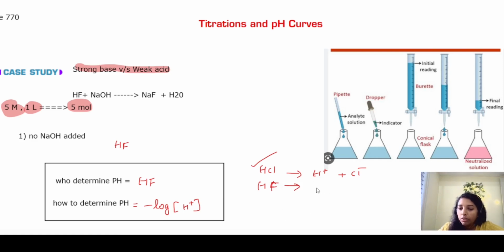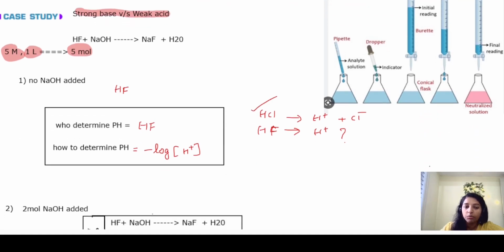Then what is it? How much HF will be there? How much H plus will be there? The H plus concentration is obviously not 5, right? Then how do you calculate for a weak acid? Yes, you know, you have to use the ICE table, right? Consider the HF ICE table instead of HCl. Yes, they will provide the Ka value.